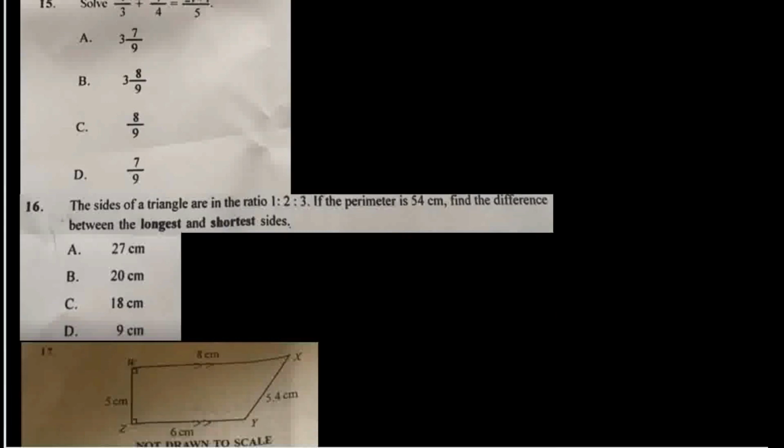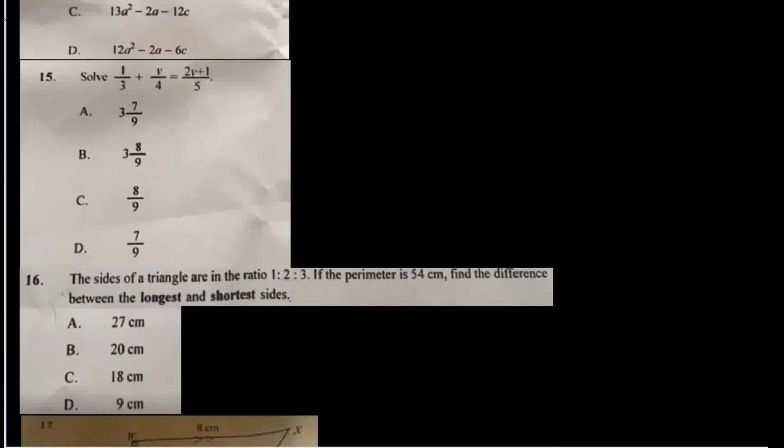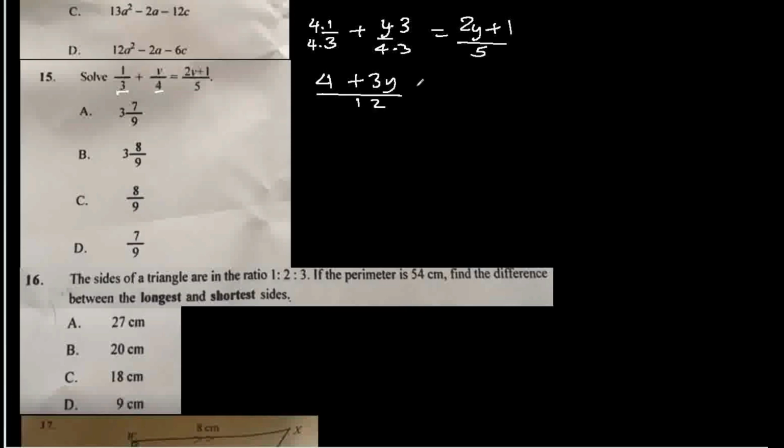So we have to have the LCM first. The LCM of 3 and 4 will be 12. So 1 over 3 plus y over 4, we'll multiply this by 4 and this by 3, which will be equal to 2y plus 1 over 5. 4 times 1 is 4 plus 3y over 12 equal to 2y plus 1 over 5.